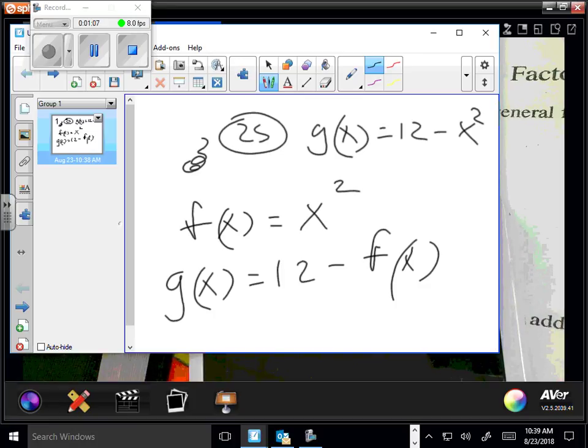Identify the parent function. You said that was x squared. Describe the sequence of transformations from f to g. Well, what do I have to do to this to make this? I have to multiply the y's by -1. I have to add 12 to the y's. So I'm flipping upside down and then shifting up 12. So that's what they want from part B.